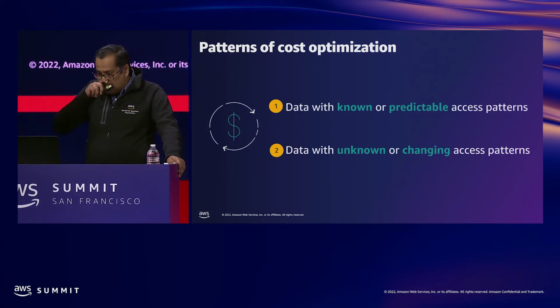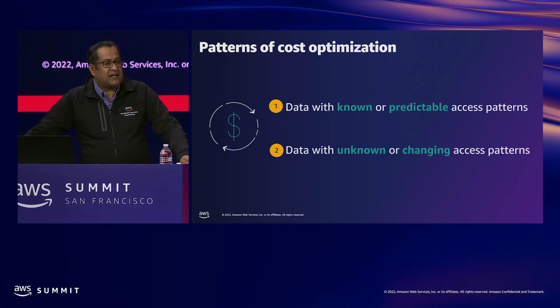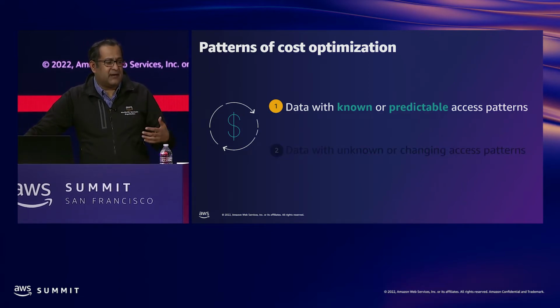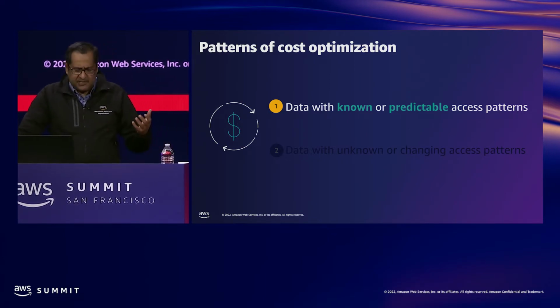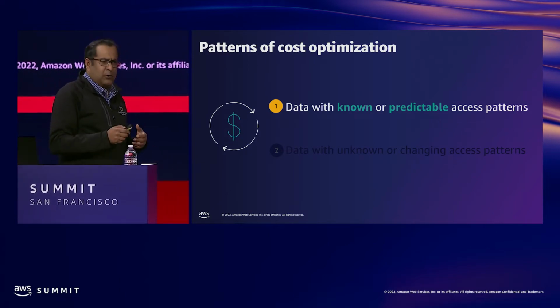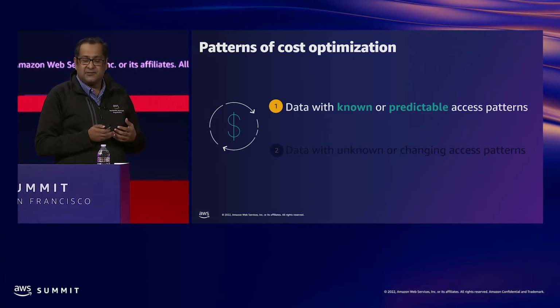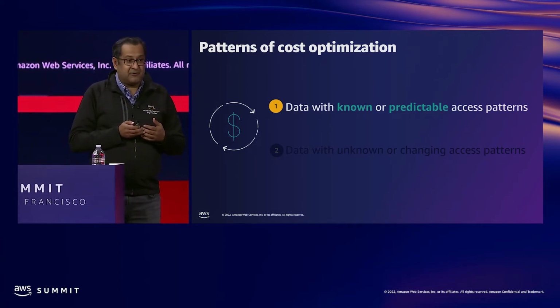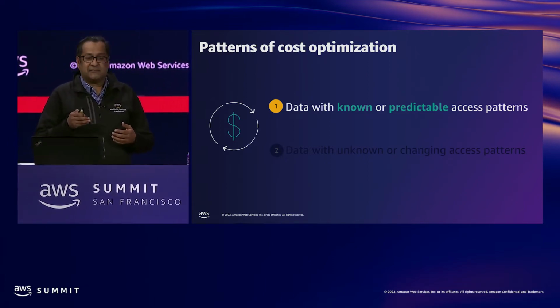Okay, so let's talk a little bit about patterns of optimizations. Generally, we see customers have 2 distinct patterns on their data. The first one is data with very predictable or known access patterns, right? Let's use an example. For example, if you're uploading photos or videos to share with your family, typically what you see, in one of those photo sharing websites, right? What you typically would see is that content is accessed very frequently.